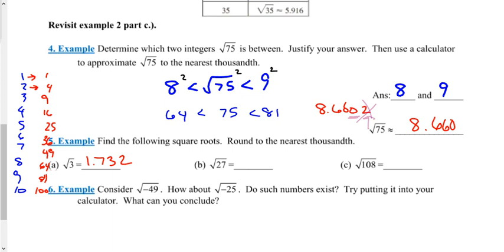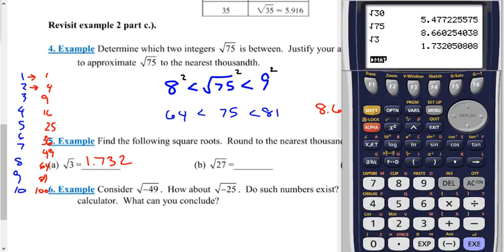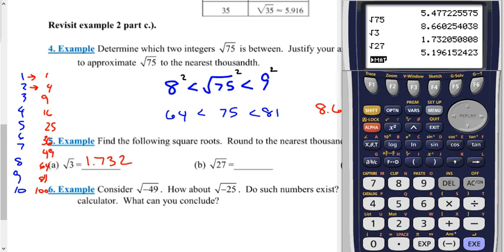Okay. Square root of 27. We'll put in square root of 27. 5.1961. And then this one right here is little. That means I'm just going to chop them all off. So 5.196.